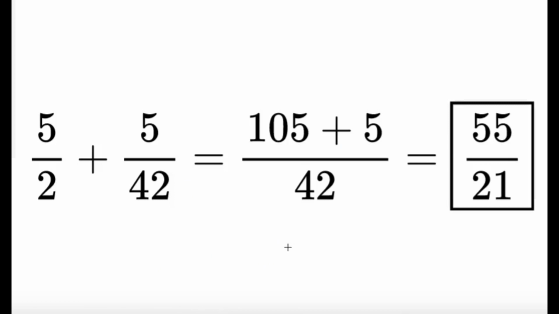Now the last step is just to do this. 5/2 plus 5/42, writing it as one fraction, is going to be 105 plus 5 over 42. Now this is going to be equal to 110 divided by 42. And then writing it in lowest terms, we get 55/21 as the summation in the beginning. And this will be our final answer.